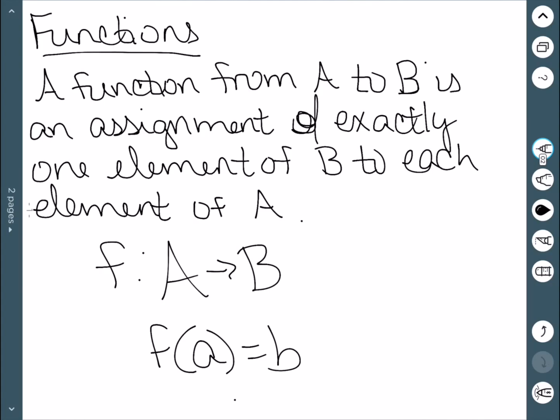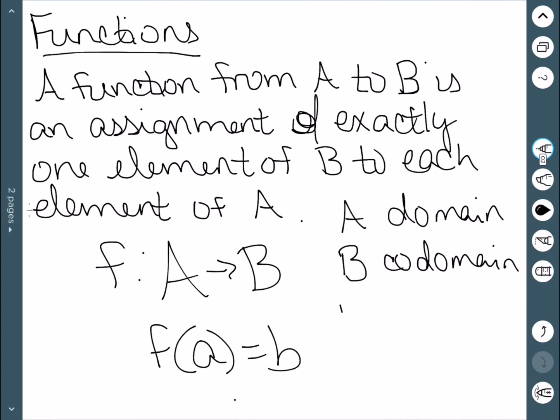We say that A is called our domain, and the set B is called the codomain. And we also have the range, and this is actually what is mapped onto. So not every element in B may be assigned an element of A, so the range is everything that actually is assigned elements.